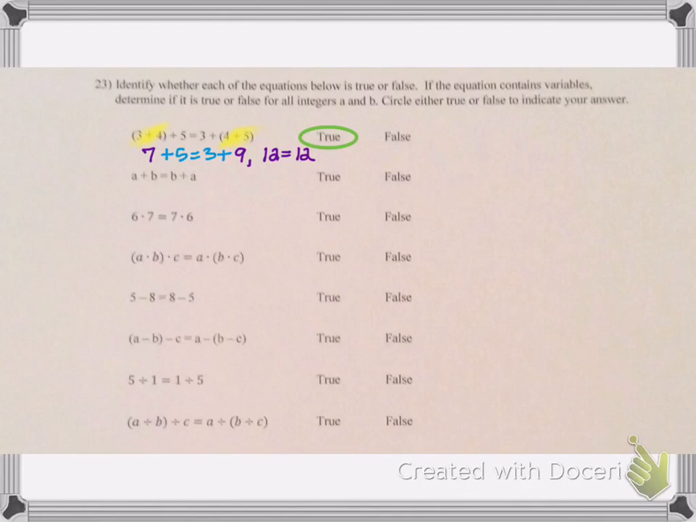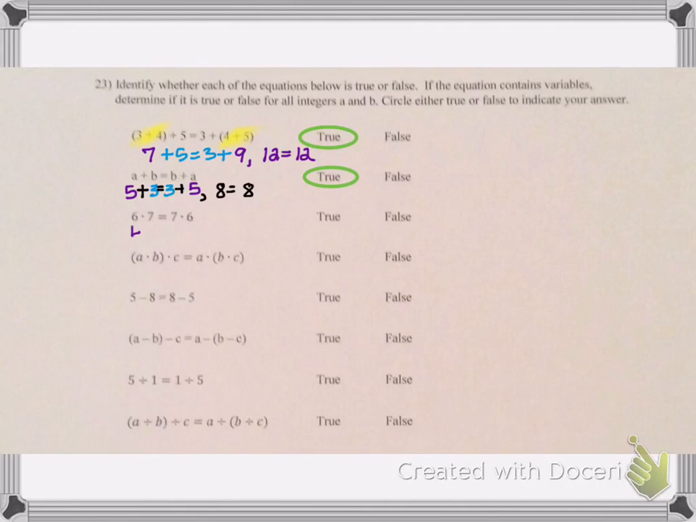A plus B equals B plus A. When you're given variables instead of integers, a good strategy is to choose values to substitute in for those variables to see if the statement is true. For this example, I will let A equal 5. So everywhere I see an A, I will put a 5. And I will let B equal 3. And I will see if these are equivalent to each other. 5 plus 3 on the left is 8, and 3 plus 5 on the right is 8, so this is true.